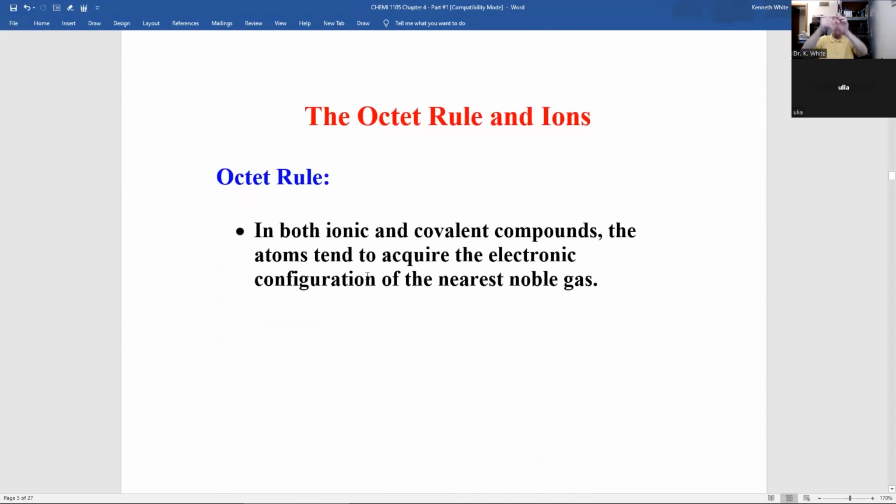Now, this is something you'll learn about, the octet rule and ions. And the octet rule, which I'll never ask on a test, is that in both ionic and covalent compounds, atoms tend to acquire the electron configuration of the nearest noble gas. What does that mean? Well, it has the same number of electrons as the nearest noble gas. And when we talk about electron configuration, we're talking about, and this is why I think they're important, the same number of valence electrons.